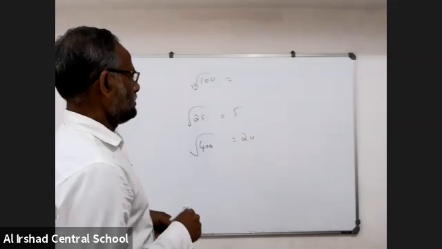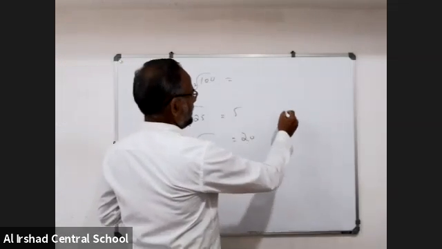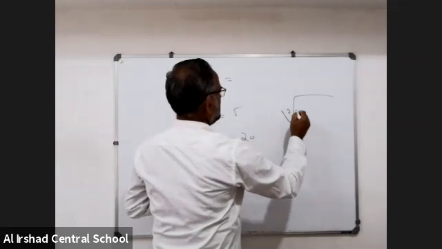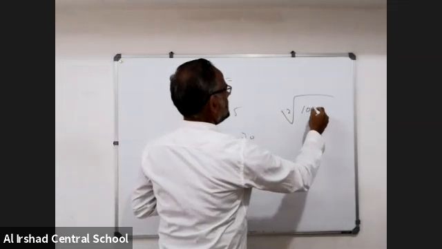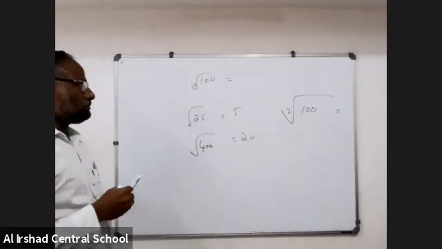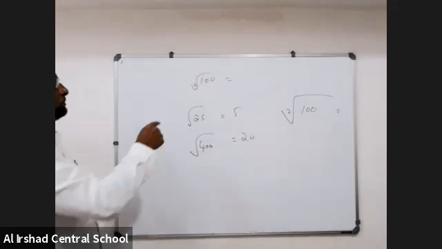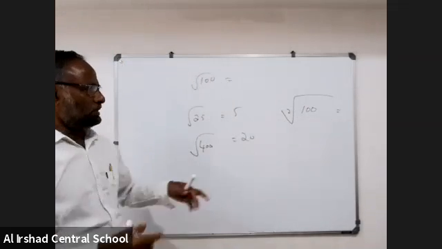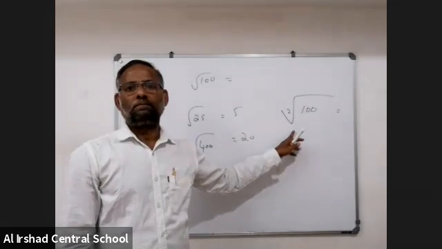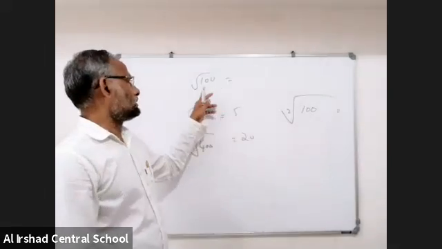I wrote there now. This. What is the answer for this one? Anybody please read what is this? Or what is this? Tell me. Both are same or no? Square root of 100. Both are same.